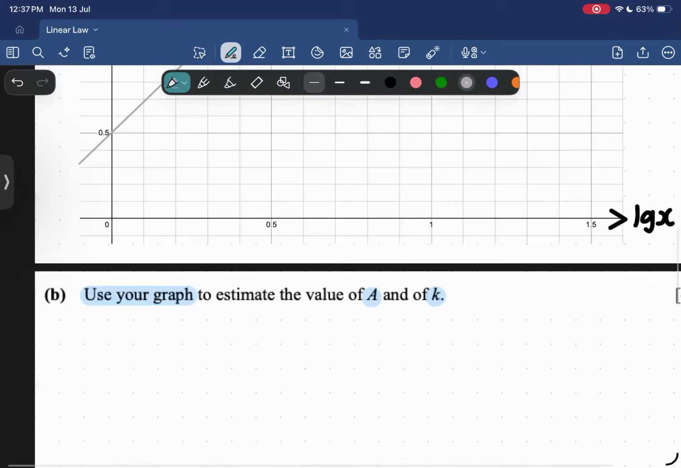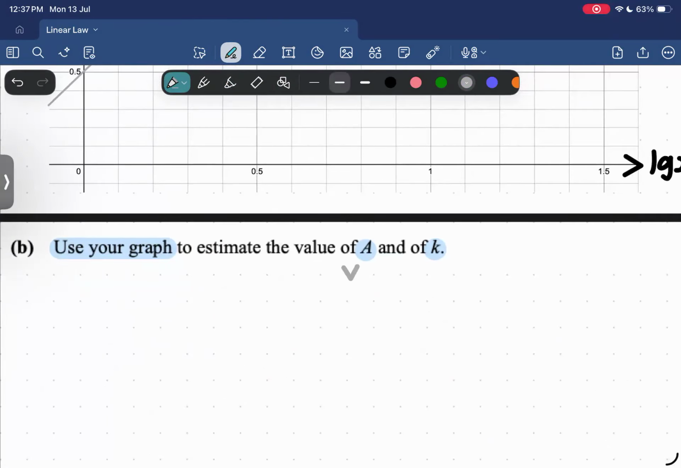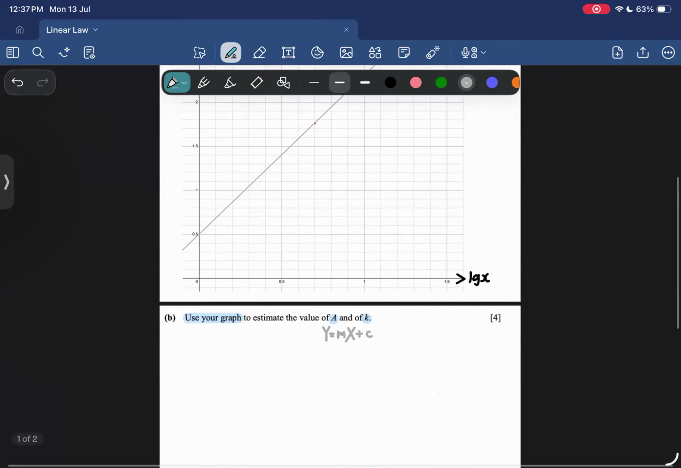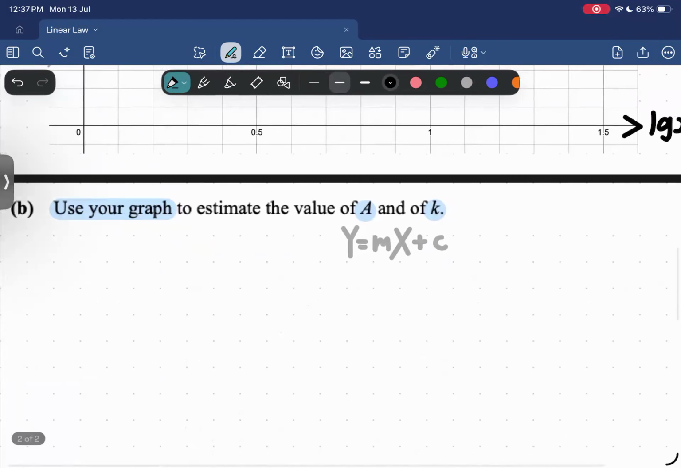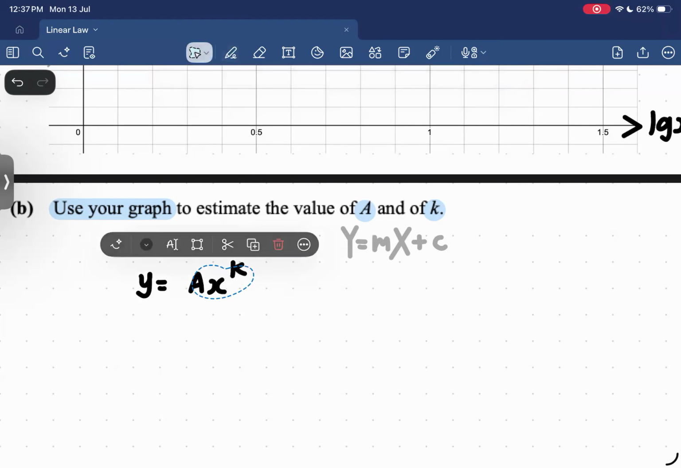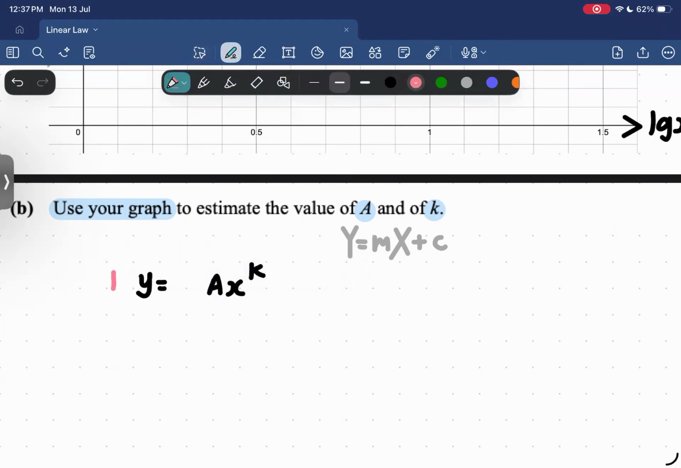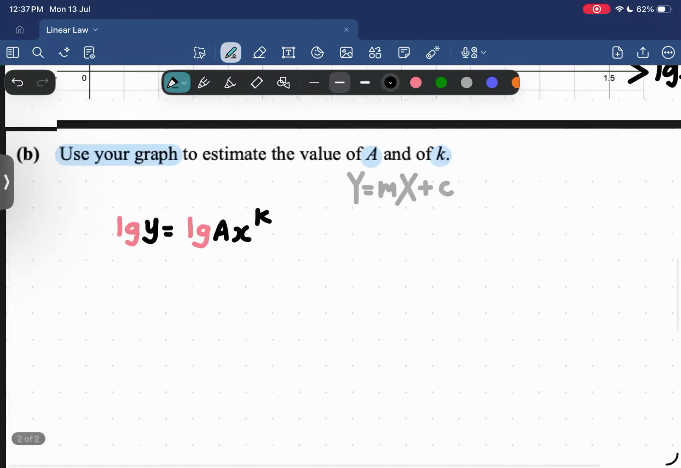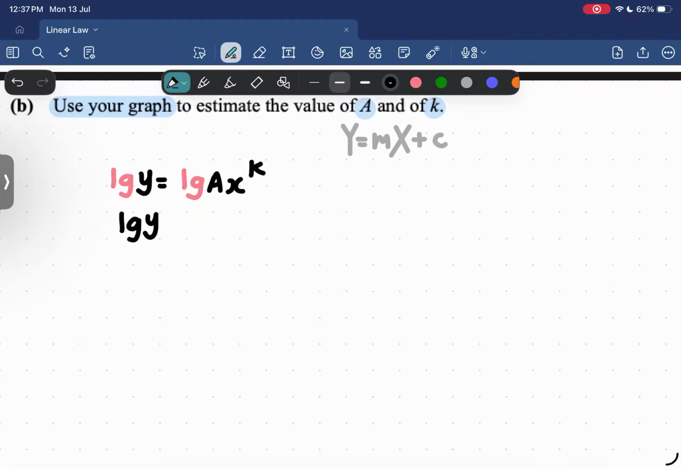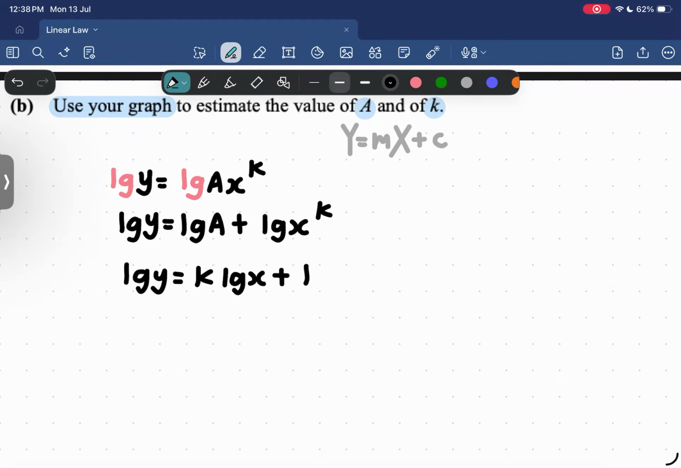So when you're using the graph, your goal is to make it big Y equals M big X plus C. Your C is your y-intercept, so it must be a constant on its own. So what do we have? We started with y equals ax power k. What are you plotting? You are plotting log y against log x, right? So you log both sides. Okay, this one I'm not super worried because I think you all did this part quite well. So this is log a plus log x power k. Rearrange a little bit, bring down the power, and then this is my log a.